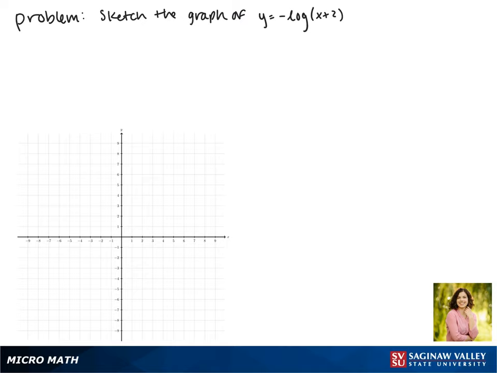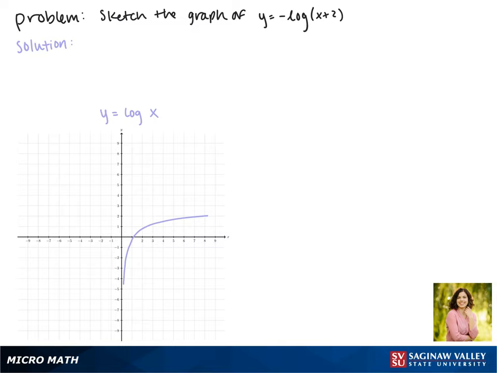Today we'll be graphing the equation y equals the negative log of x+2. We'll start by looking at the parent function, which is y equals the log of x. Notice that it passes through the point (1, 0). It has a vertical asymptote at x equals 0, and there are no horizontal asymptotes.